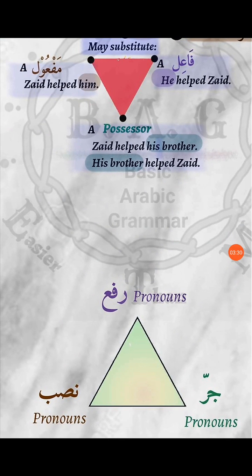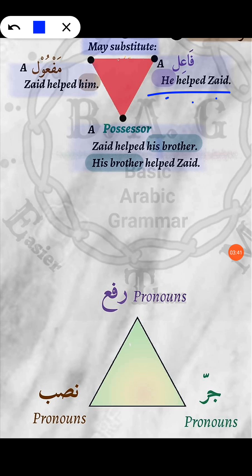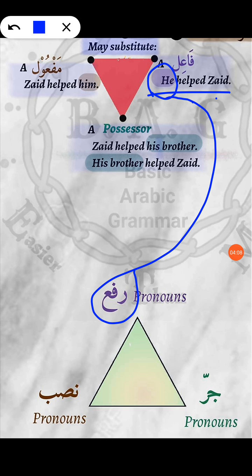Okay, now based on this knowledge, you can say that a pronoun may substitute a fa'il. For example, he helped Seth. You're not going to say him helped Seth, or her helped Seth, or our helped Seth, me helped Seth. That would be wrong. Okay, so we have to use the correct form of pronoun if we are replacing a fa'il. Okay, the pronouns that replace a fa'il are called Rafa pronouns, and that is what we are going to see and study and inshallah memorize in this lesson.